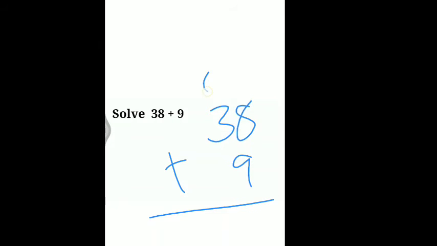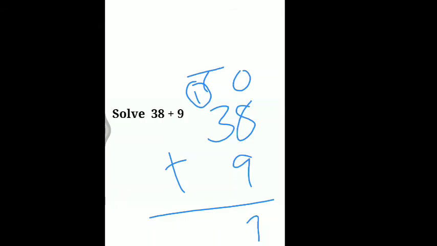Now today our aim is to solve word problems and addition of 2-digit and 1-digit numbers. Now solve 38 plus 9. Now this is the tens place and this is the ones place. 8 plus 9. Okay. Now that is 17. 9 is in your mind. Take 8 fingers. 10, 11, 12, 13, 14, 15, 16, 17.